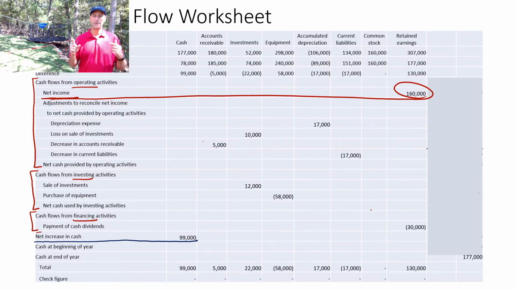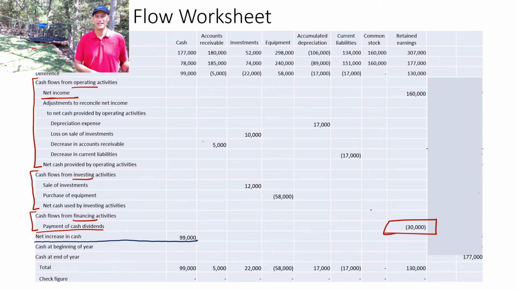And then we also did pay dividends. Now, paying dividends is a financing activity. It's a cost of capital. It's a cost of equity financing. So we are going to reduce cash flow. We had an outflow of $30,000 to pay dividends out of cash. So that is a cash outflow from financing activities.